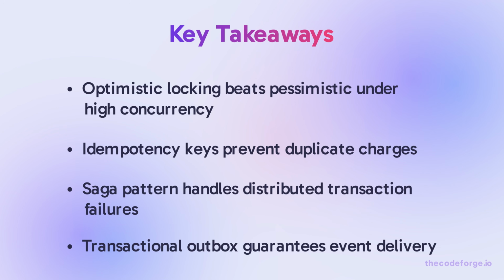To summarize, use optimistic locking with version columns. Always implement idempotency keys on payments. Use Saga pattern for distributed transactions. Employ Transactional Outbox for reliable events. And use TTL-based reservations to avoid holding locks during payment.